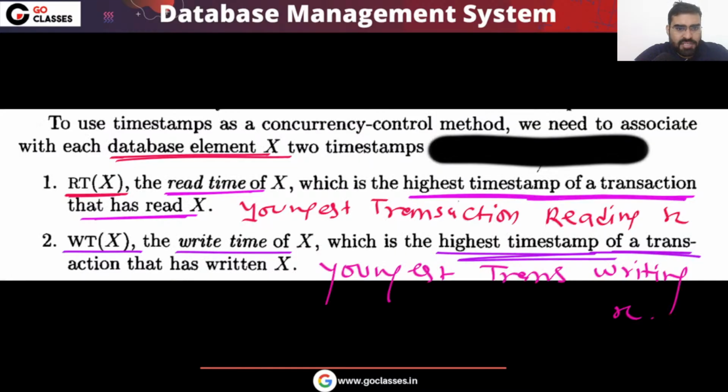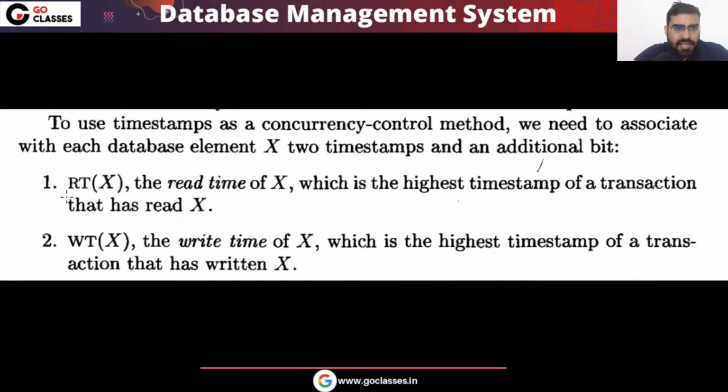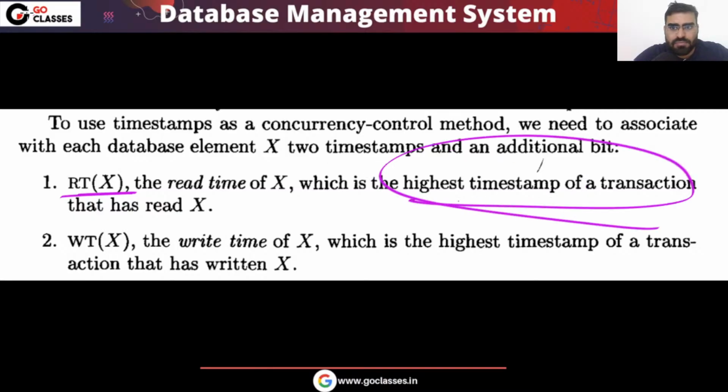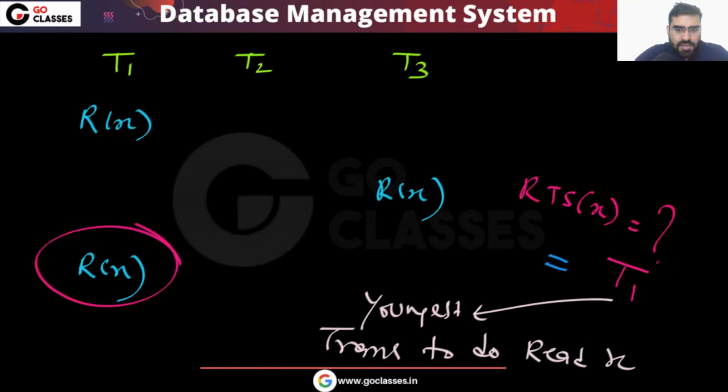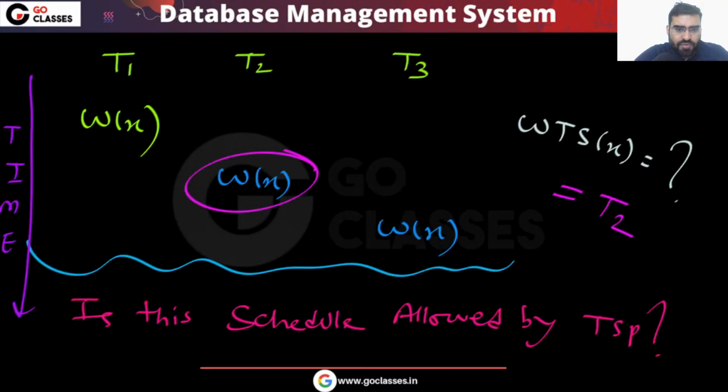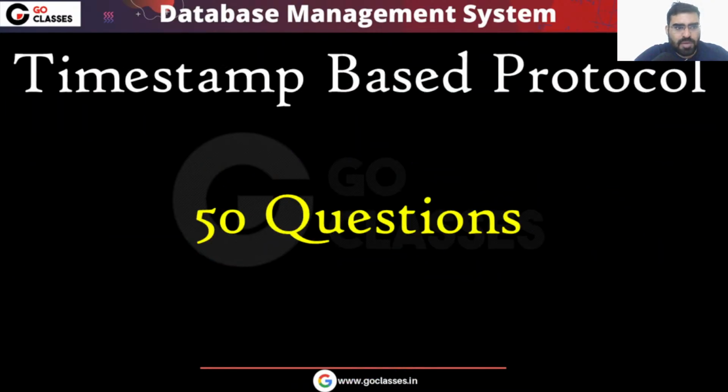Very simple definition. The read timestamp of X is the highest timestamp of a transaction that is doing the read operation. And the write timestamp of X is the highest timestamp of a transaction that is doing the write operation. This is how we do the implementation of the timestamp protocol.